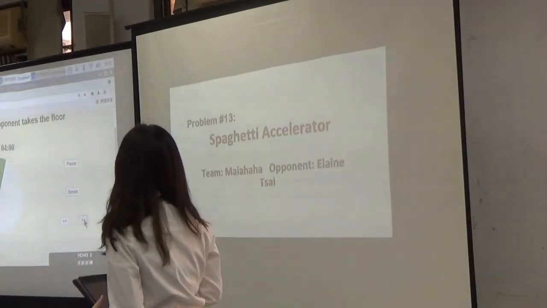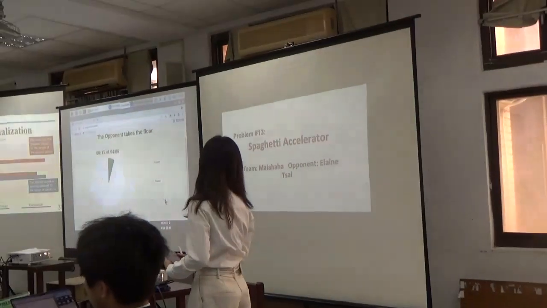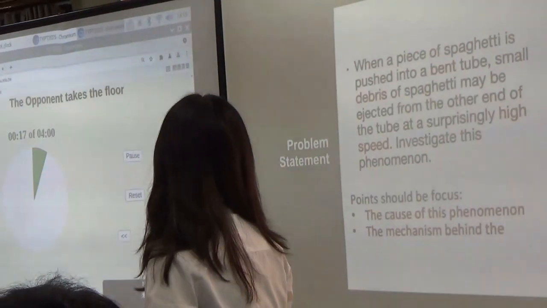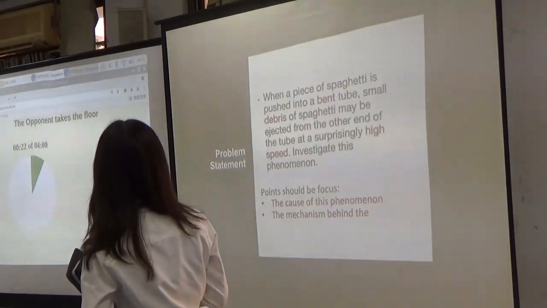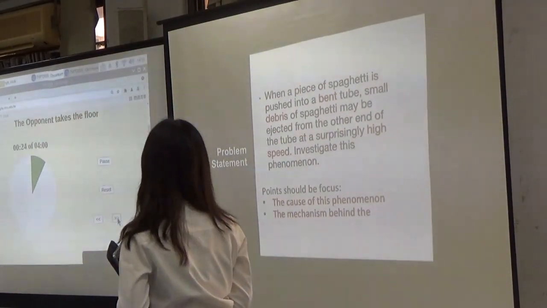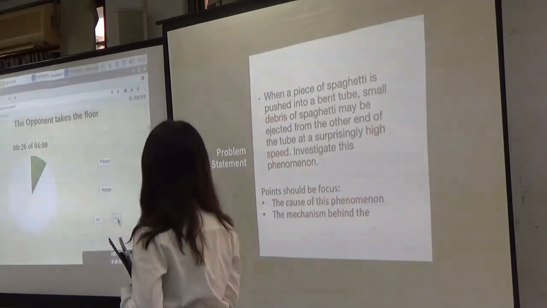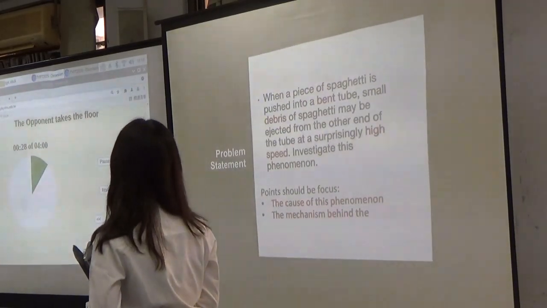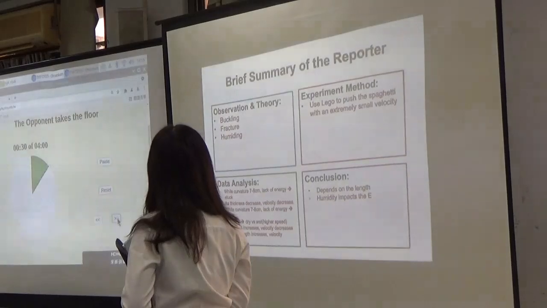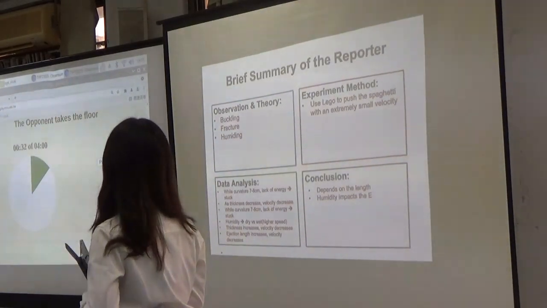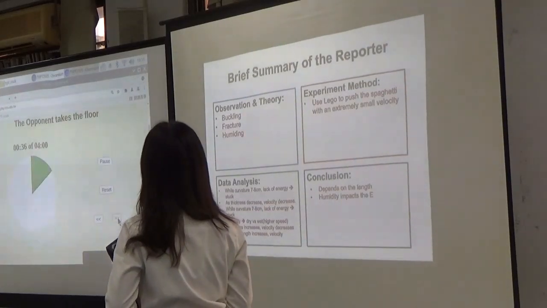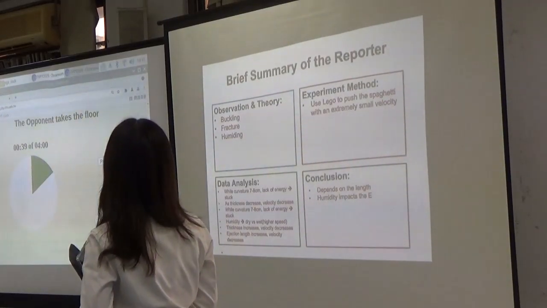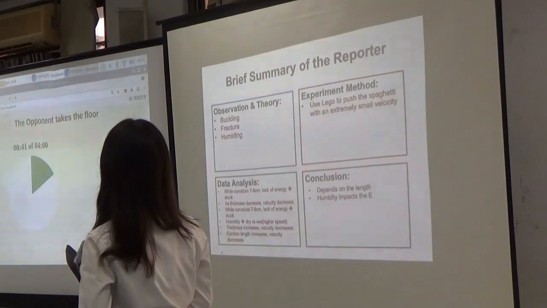Hello everyone, I'm the opponent. So this problem statement is about bending spaghetti into a tube, with a small device that has a high speed to eject it out. And the point of focus from the reporter is the cause of this phenomenon and the mechanism behind it. So the observations: they have observed the buckling, the fracture, and the humidity. And the experiment method is to use the Lego to push the spaghetti with an extremely small velocity.